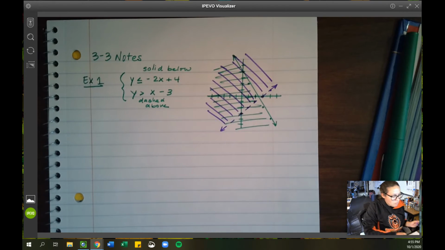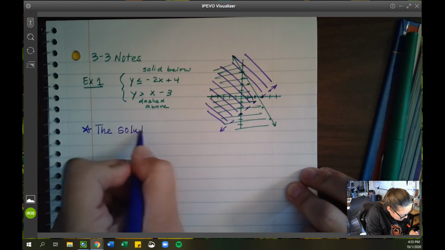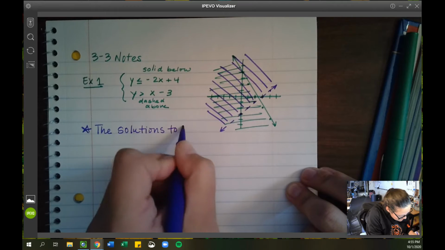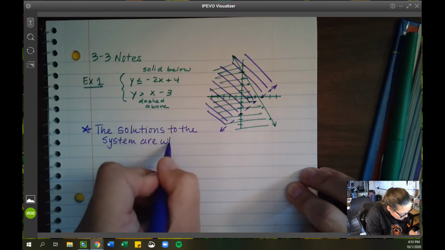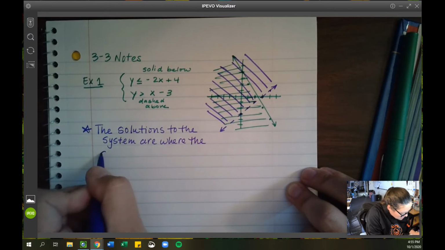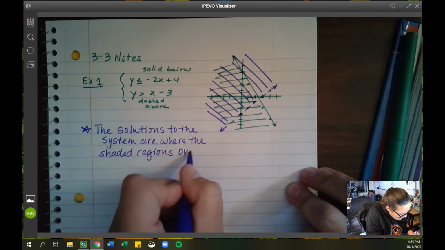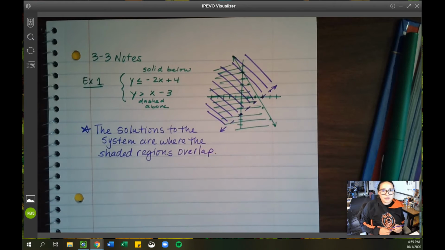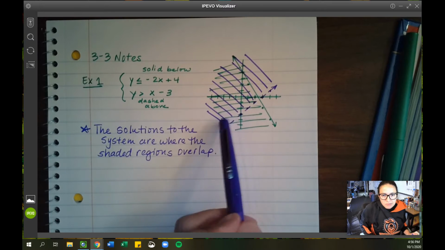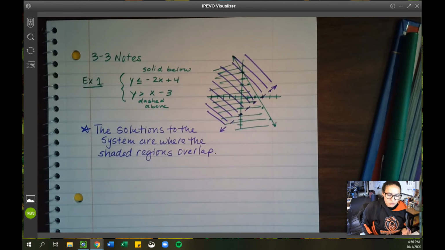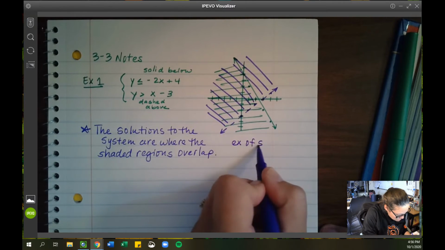Now, here's the key. The solutions, so this is what you need to know. The solutions to the system are where the shaded regions overlap. Where the shaded regions overlap. So wherever there's both purple and green on my paper is an example of a solution. So, examples of solutions.